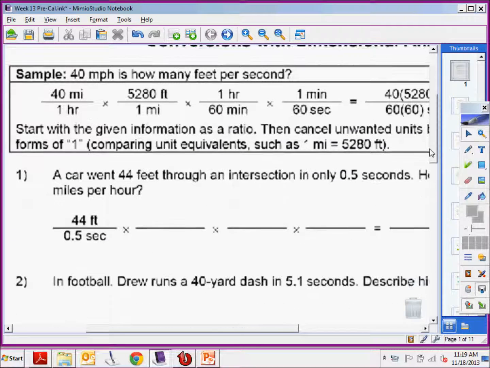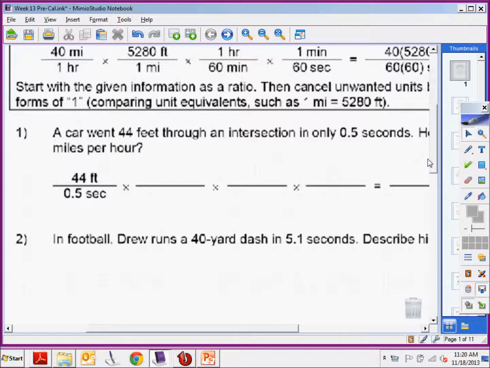All right. So, conversions. You're learning the train tracks, but we're not doing train tracks. We are multiplying and dividing. That's all you're doing. Okay?